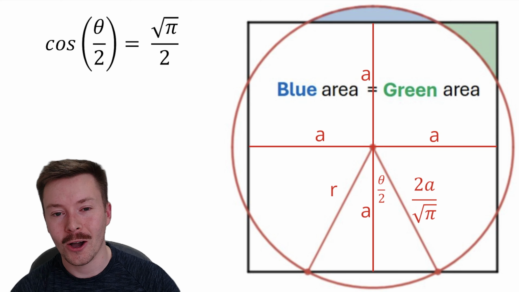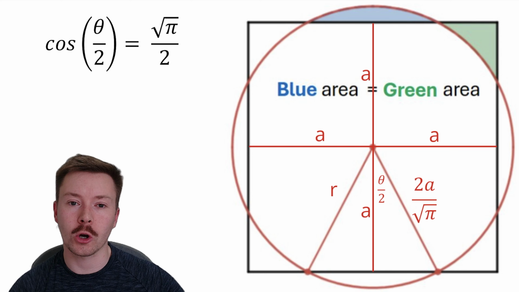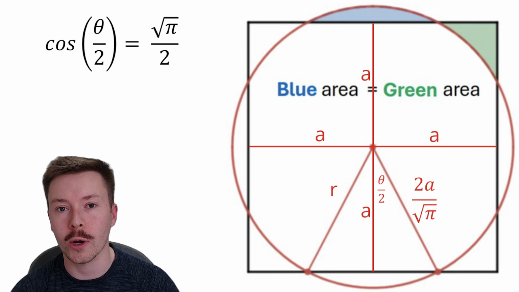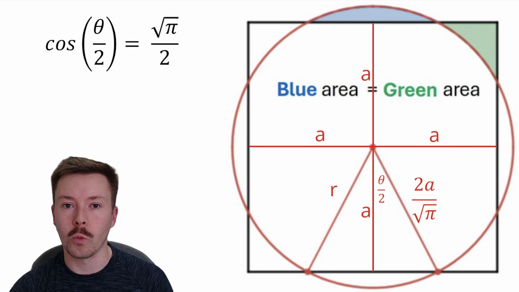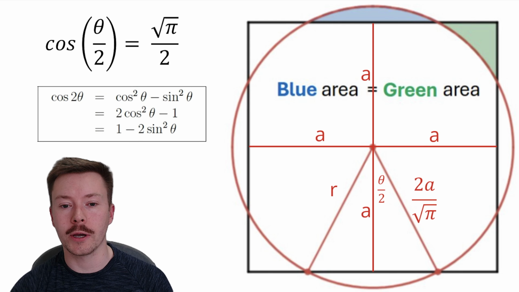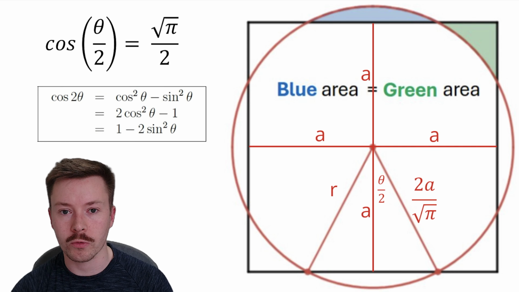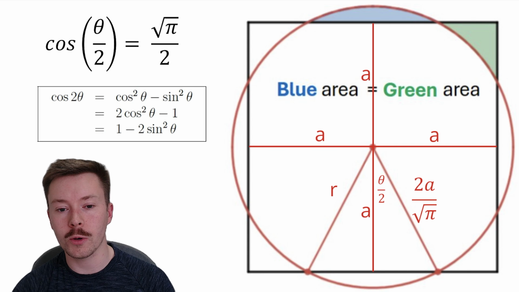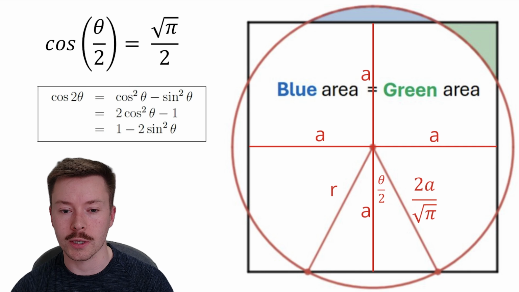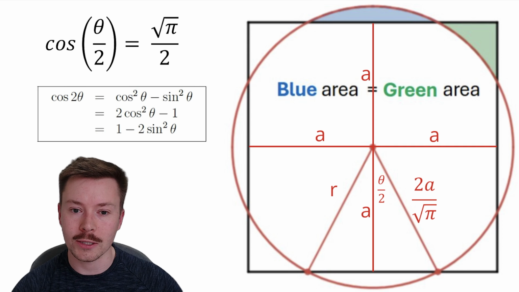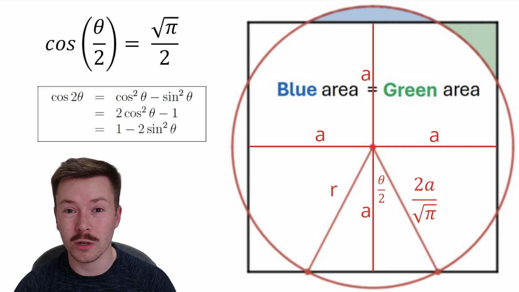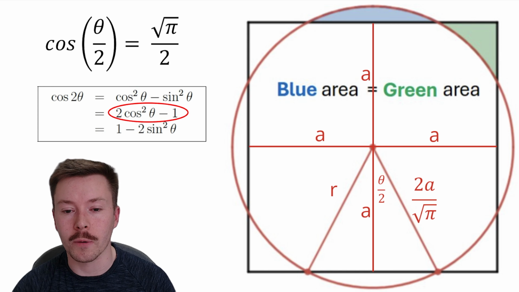Now from there, I need to work my way back to cos theta, because that's what the original question was. So what I'm going to do is look at my double angle formulae, which are on the screen there for you. Now the one that I want is, I have got cos theta over 2, and I want to work my way back to cos theta. So they're both just involving cos. So I'm going to use this one.